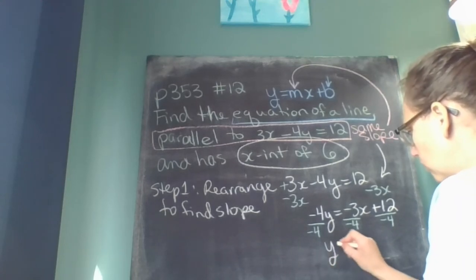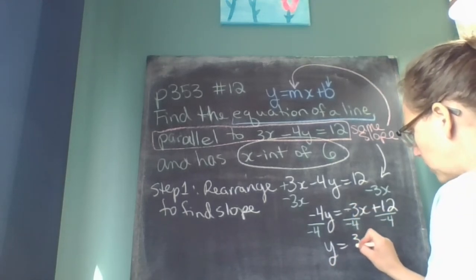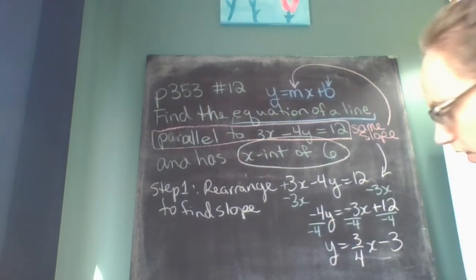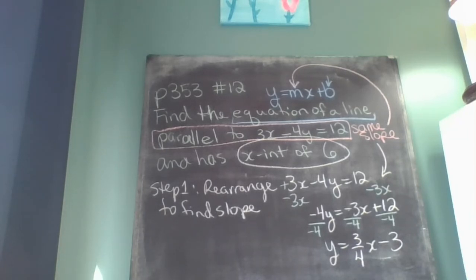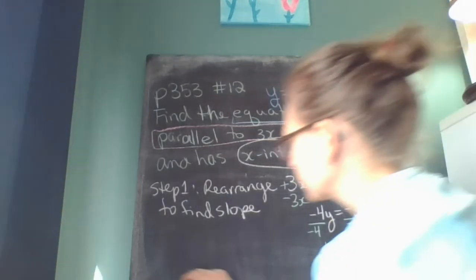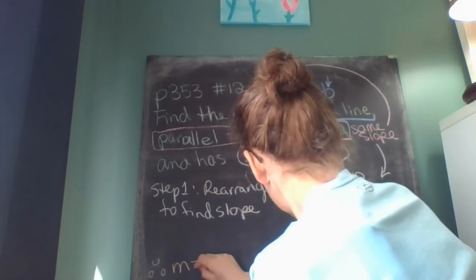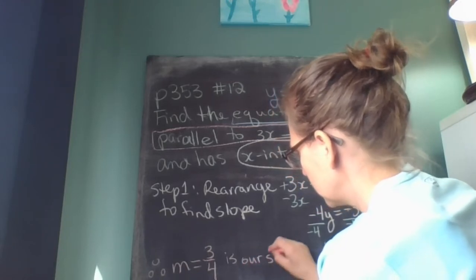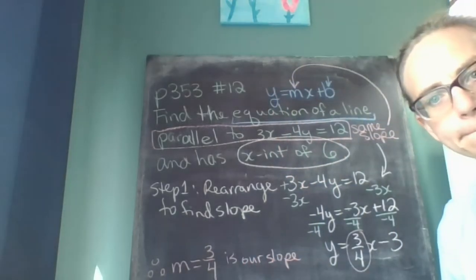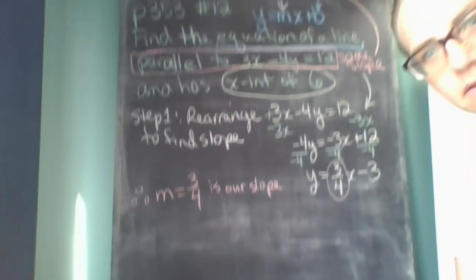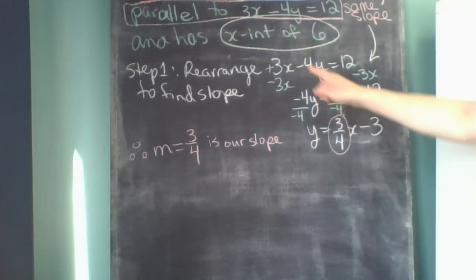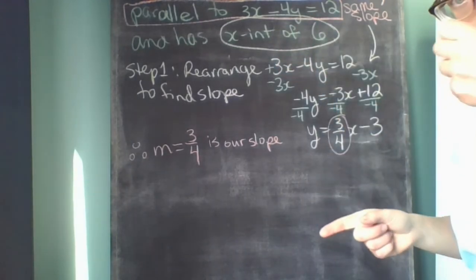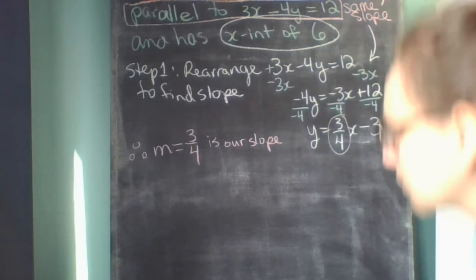And we have y equals negative divided by negative is a positive. So I have positive 3/4 x minus 3. So that right there gave me my slope. So there's my slope. Therefore, 3/4 is our slope. That's what we want. Good. All right. Well, now that we have our slope, we're going to use this point on our line to finish solving for the y equals mx plus b, because we still need our y-intercept, right?